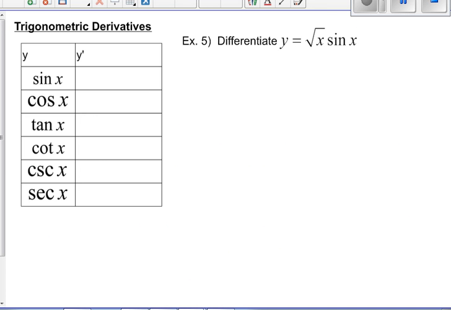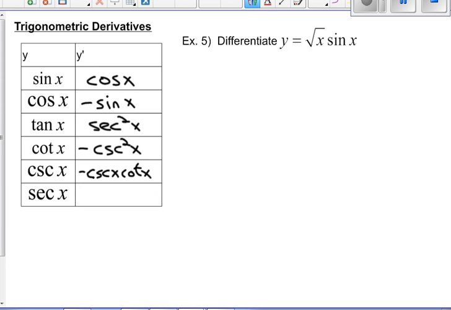Okay, trig derivatives. So here they are. The derivative of sine x is cos x. Derivative of cos x is negative sine x. Tan x is secant squared. Cotan is negative cosecant squared. Cosecant is negative cosecant x cotangent x. And secant x is secant x tangent x.